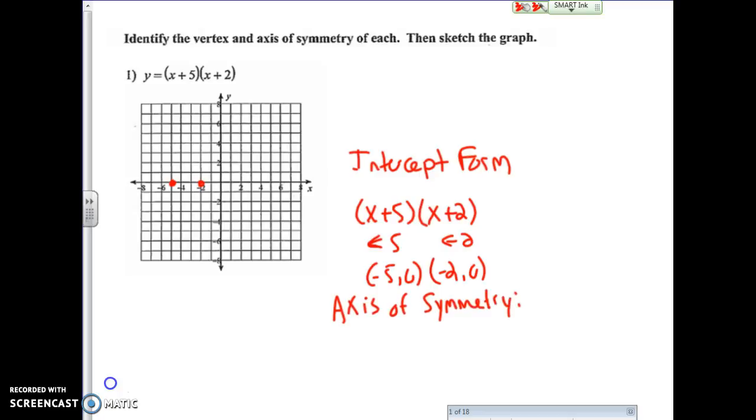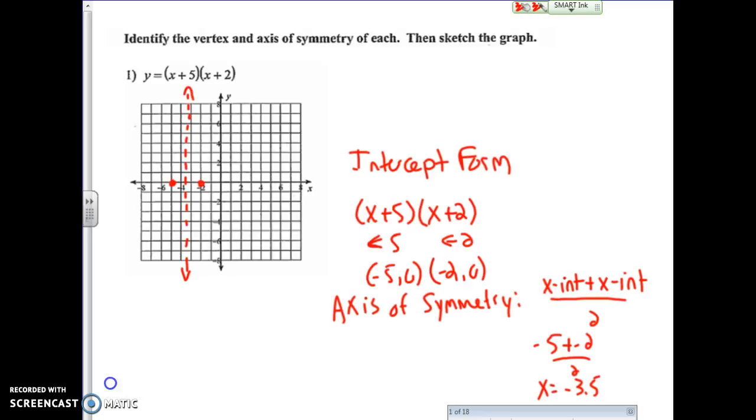So remember before, we could find the axis of symmetry by taking the x-intercept plus the x-intercept over 2. So I could do negative 5 plus negative 2 over 2, which gets me negative 3.5. Or I could just eyeball it and say, hey, that looks like it's negative 3.5. So I'm going to draw my axis of symmetry right down the middle.